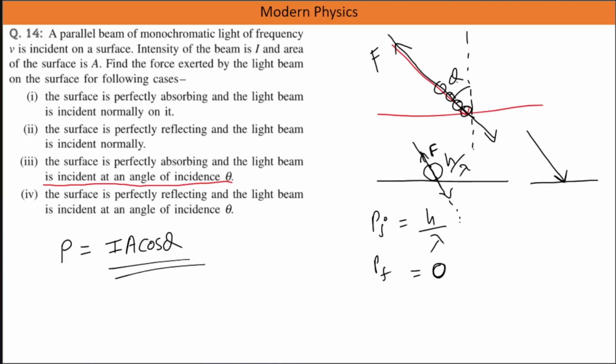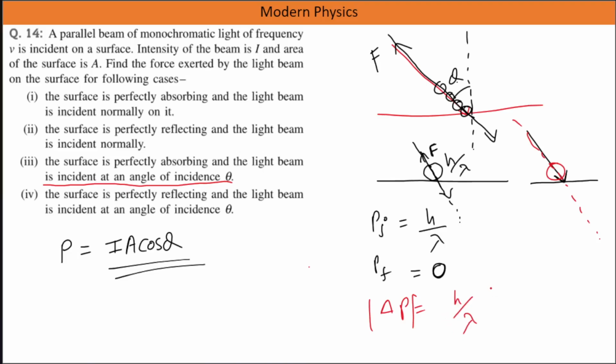And if you know the basics of this collision thing, you know line of impact. So here line of impact is this, right? Because along this line force is acting. This is line of impact. Force during collision acts along this line. So this is line of impact, right? And along line of impact only we conserve momentum. So along line of impact, initial momentum is h by lambda, final is 0. Delta p modulus, if I calculate, this is h by lambda.